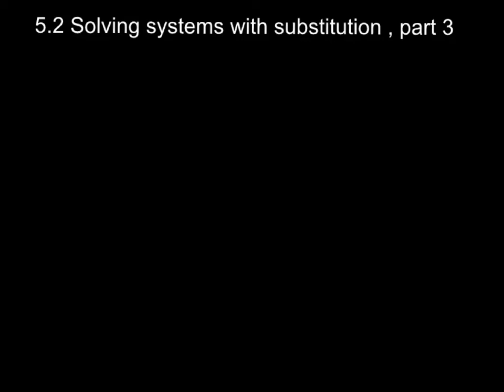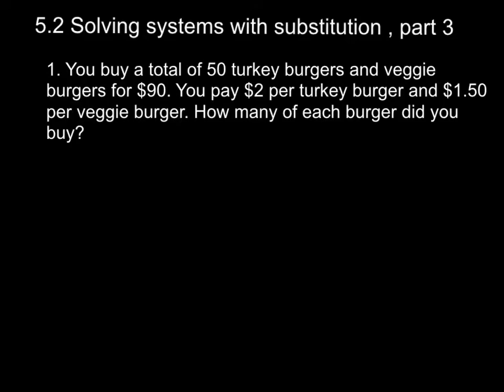In our last video of substitution, we're going to be solving systems still by substitution, but we're going to be solving word problems. So we're going to go right into our first word problem. Example number 1. You buy a total of 50 turkey burgers and veggie burgers for $90. You pay $2 per turkey burger and $1.50 per veggie burger. How many of each burger did you buy?